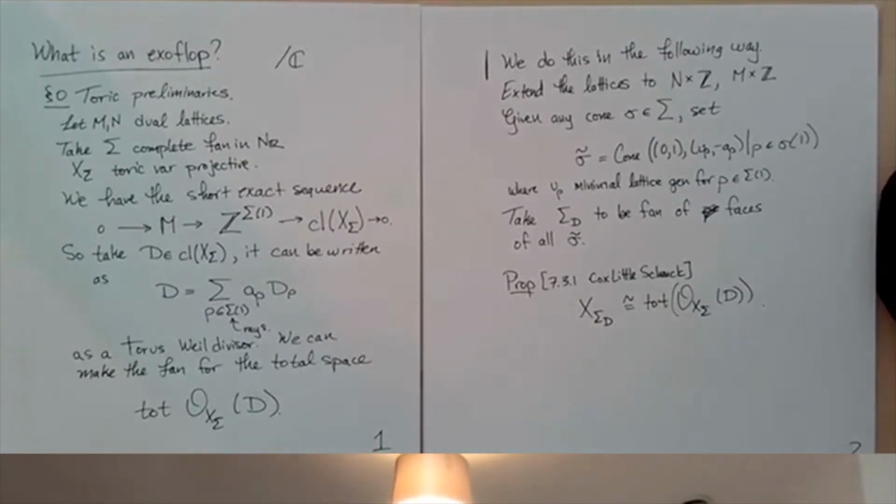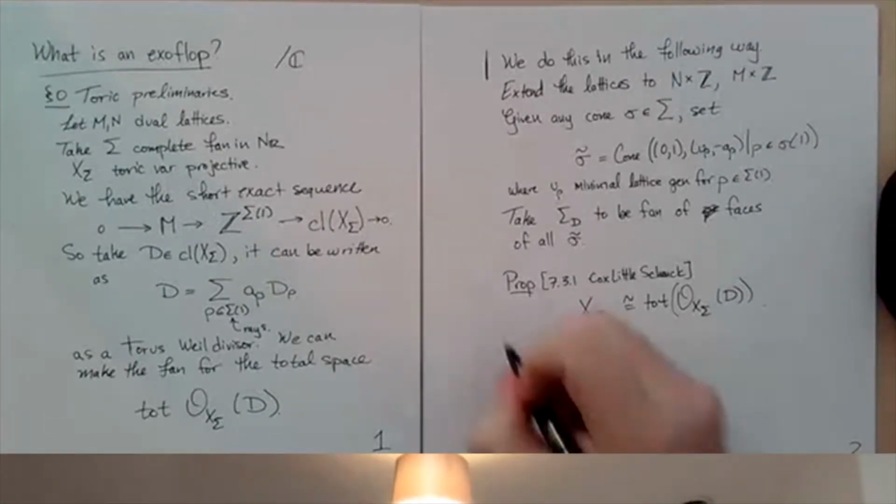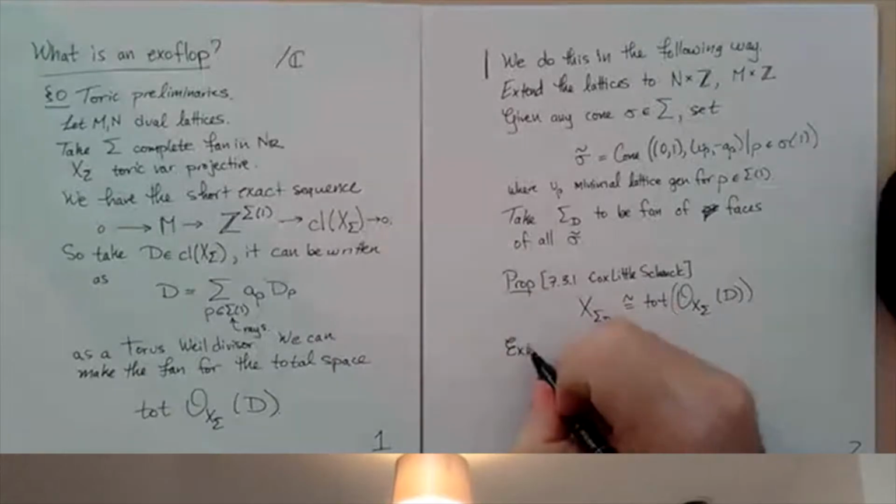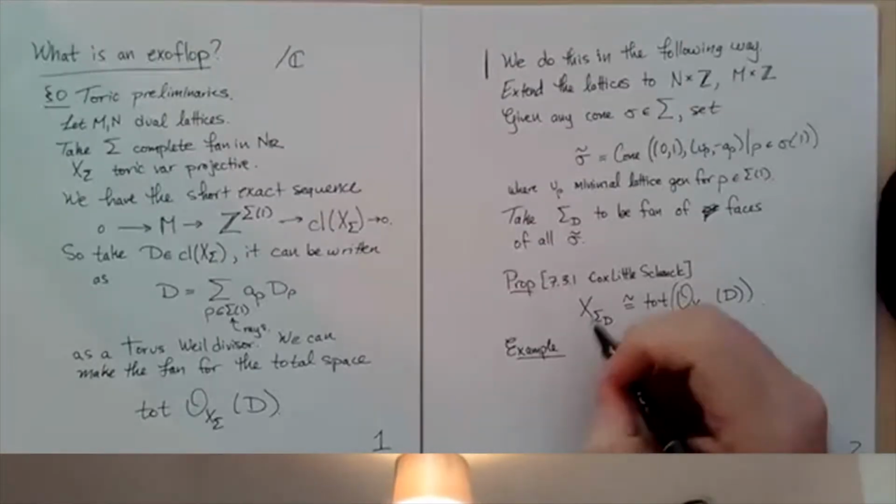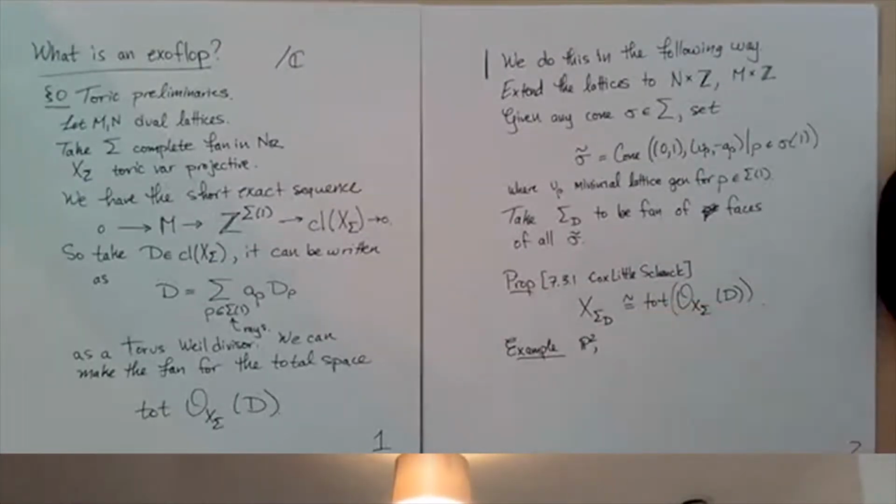So now let's do this in an example. Okay. So an example of this. Well, let's look at P2, because that's our lives, right? I mean, we always start with P2 with this, right? So P2 has a fan that looks like this.